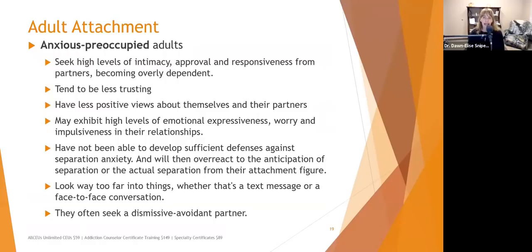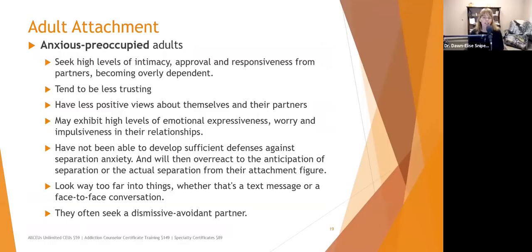trustworthy. They may exhibit high levels of emotional expressiveness, worry, and impulsiveness in their relationships. They've not been able to develop sufficient defenses against separation anxiety and will often overreact to the anticipation of separation or the actual separation from their attachment figure. So if you have a couple and maybe one person is going to be deployed or has to go on a trip, you may see the decompensation in the other partner when this is getting ready to happen.